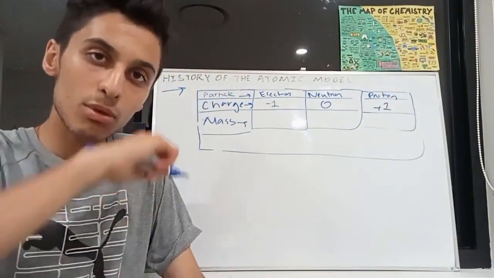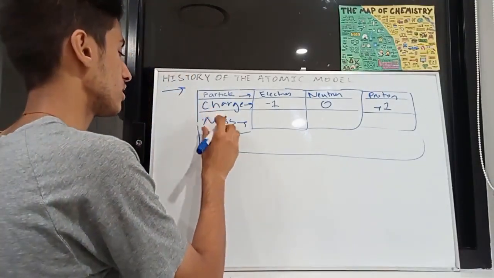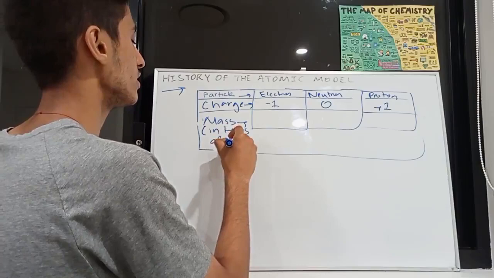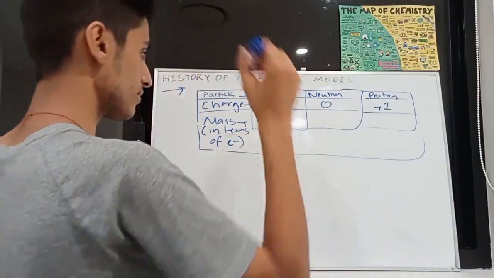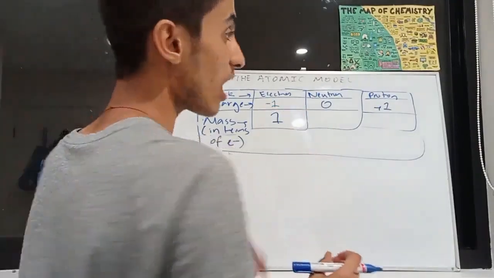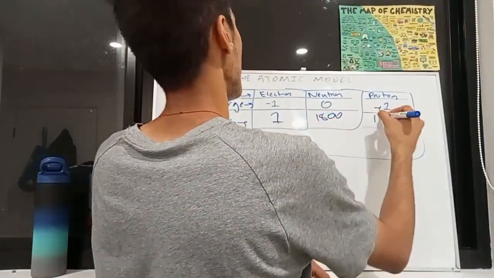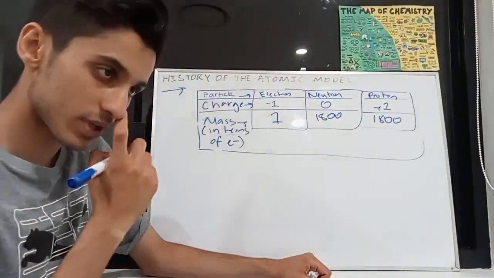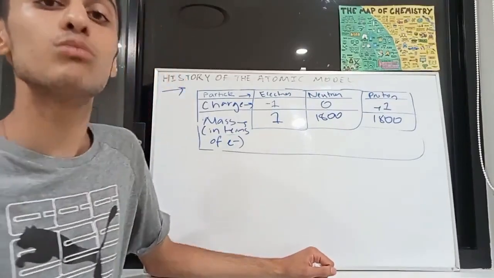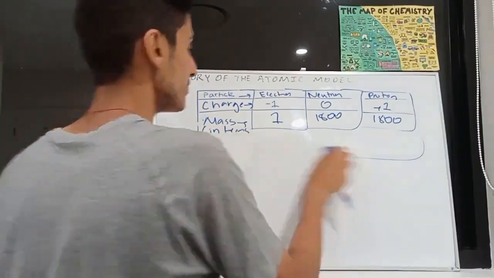Now mass. So when we talk about mass, we're going to look at it in terms of the electron. Okay? So the mass of one electron in terms of electrons is 1. Now the mass of a neutron, so how many electrons would you need to equate to the mass of a neutron, is 1,800, and the same with a proton. So although an electron and the proton have the same charge, the proton is much heavier than the electron. So this is just something to keep in mind.